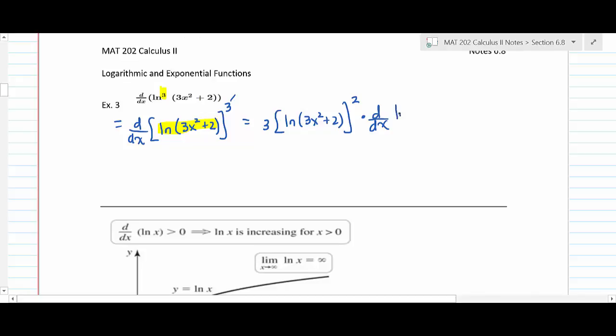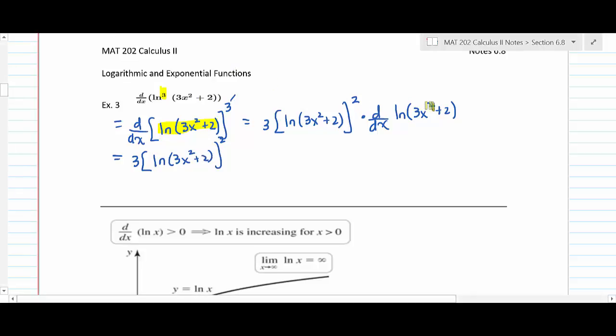So that's what the chain rule is telling you to do. So now we do the derivative of ln 3x squared plus 2 like that. So that's the setup of the problem. The structure is something to the third, so you're doing an extension of a power rule. Now what we would have from here is, just keep bringing things down. I have 3 ln 3x squared plus 2, to the second.